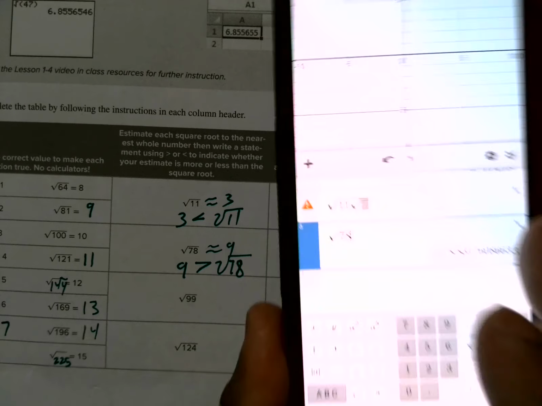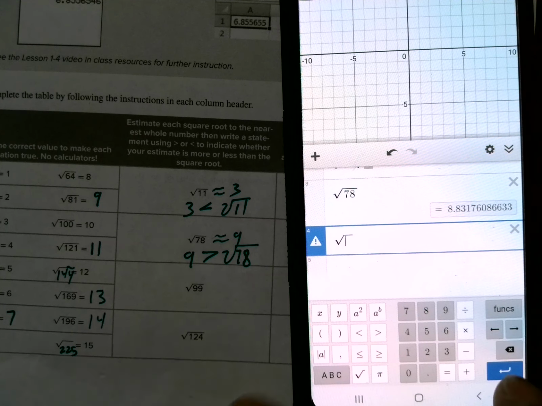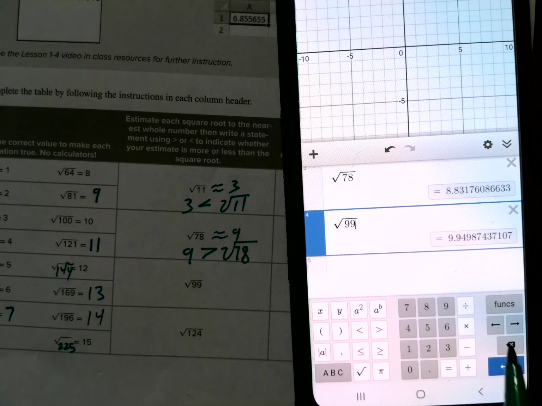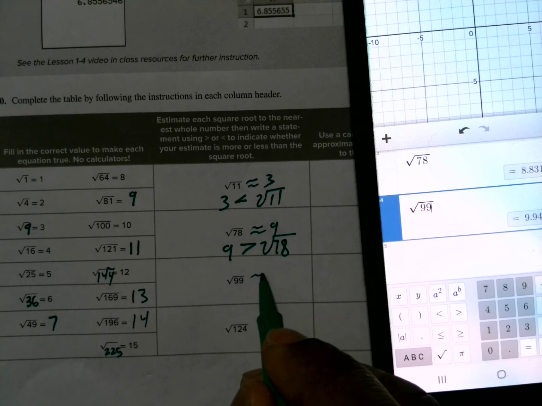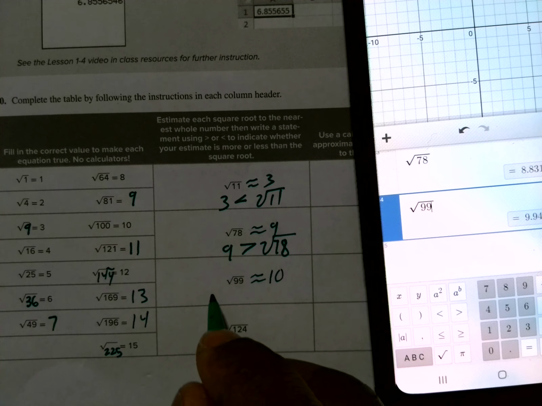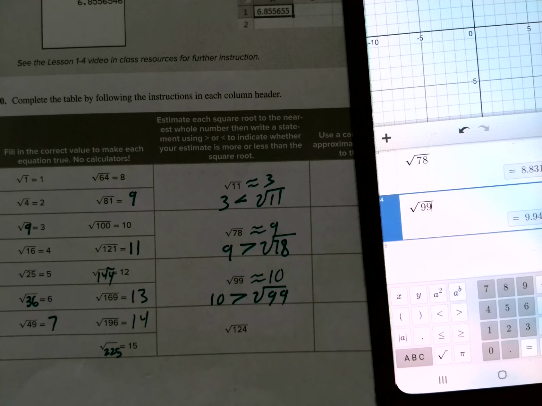Now the square root of 99. So we'll take the square root of 99. And that gives us like 9.9 approximately. So this is approximately 10. And we know that this is greater. So 10 is greater than the square root of 99.